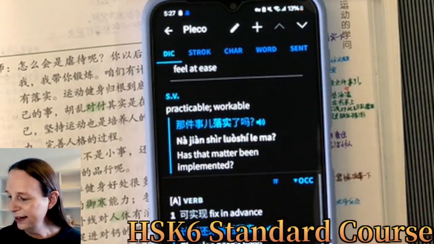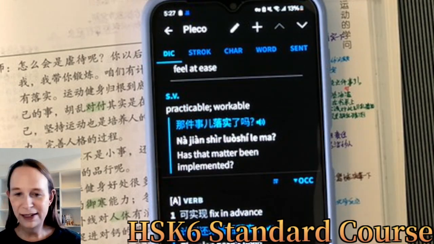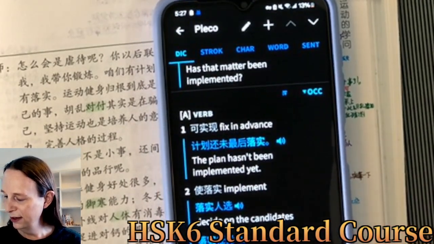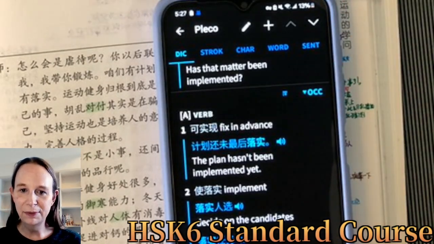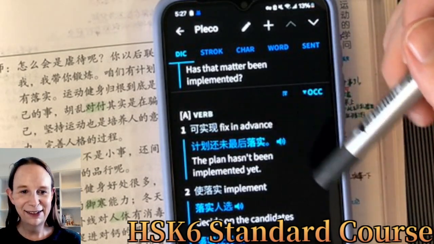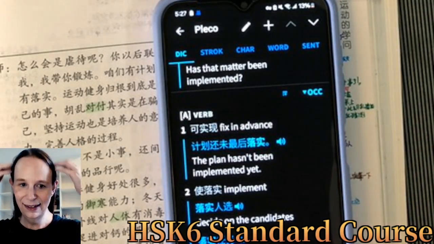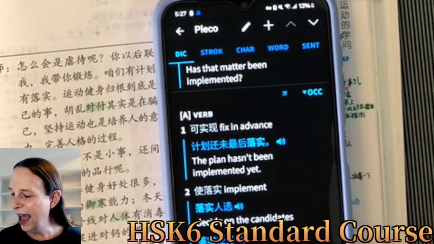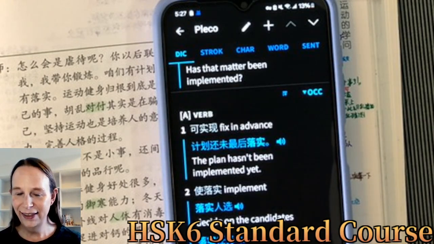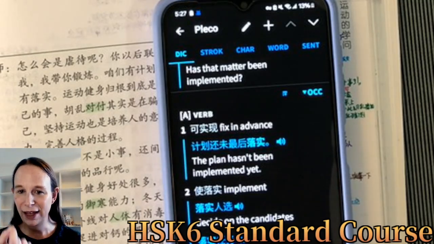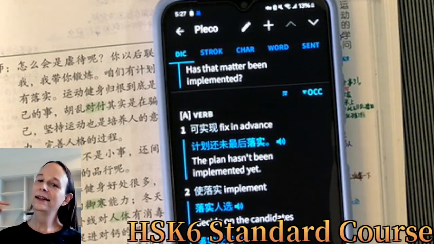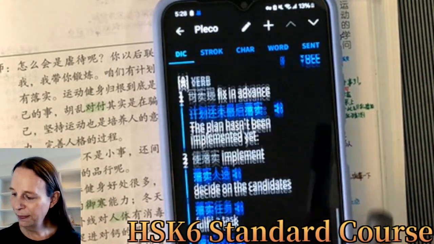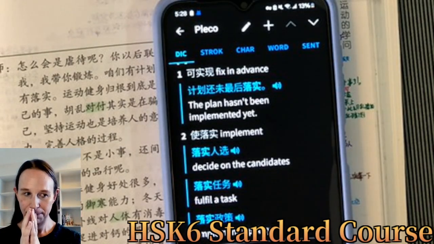Let's move on. 那件事落实了吗? Has that matter been implemented? Yeah, so maybe implement is a good translation. 可实现. So that's feasible. Fix in advance. What does that mean? The English and Chinese are not consistent. Do you mean fix as in affix or lock in? 计划还未最后落实. Oh, okay, yeah. So this is like 锁定 or 决定, decided, or oh, this is just implemented, isn't it? 还未最后落实. So this is going from the stage, what's the first stage?